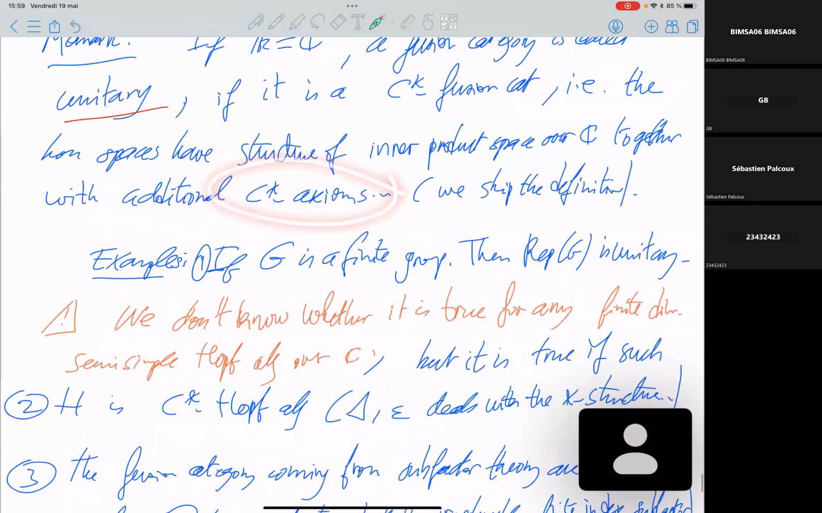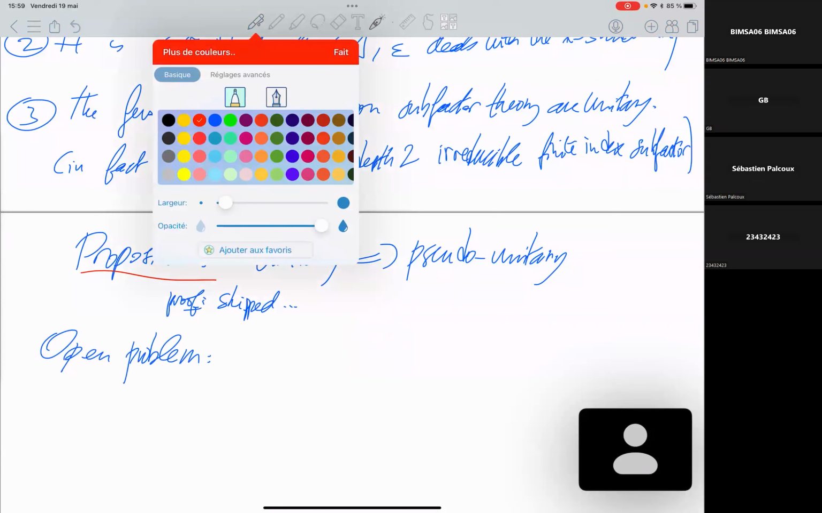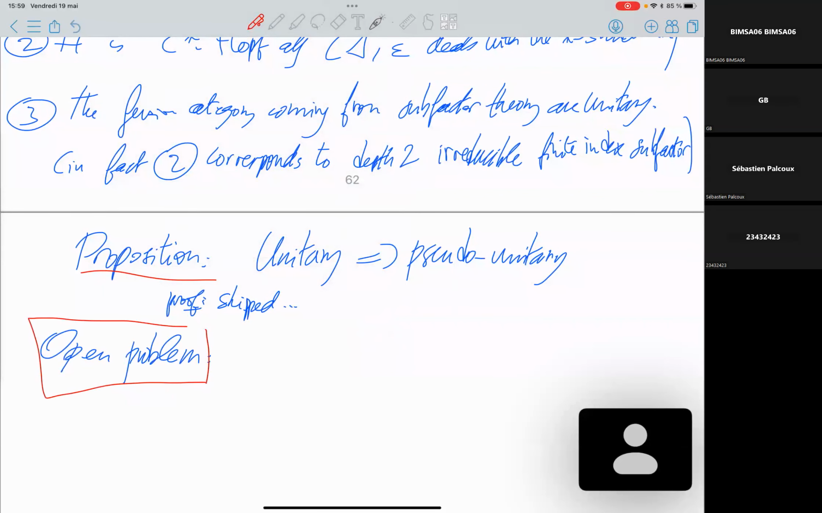But we don't know, in fact, whether it can go the other way. More precisely, it's an open problem. So the proof here is skipped. It's an open problem, a very famous open problem, in fact, very interesting.